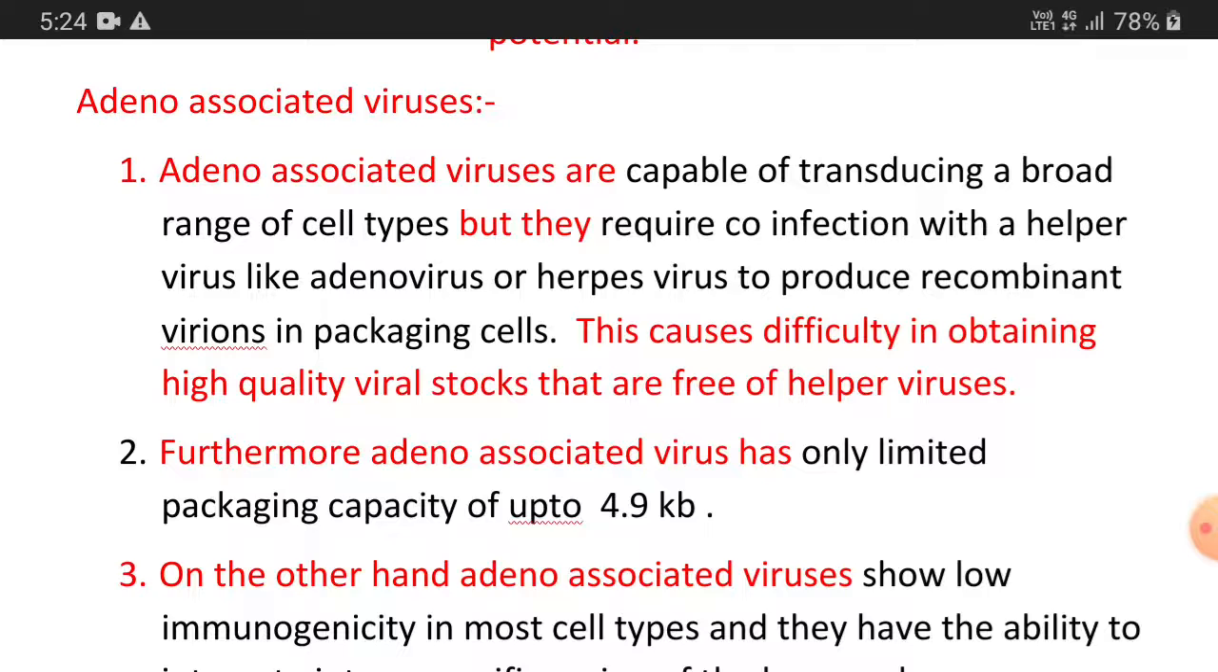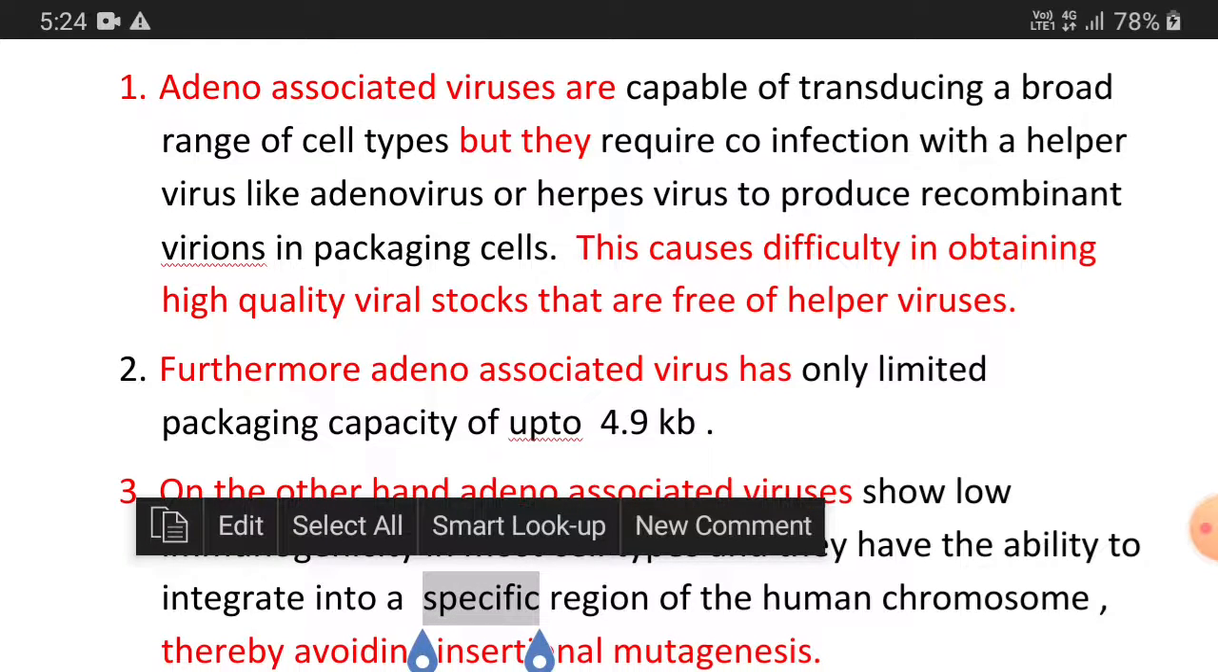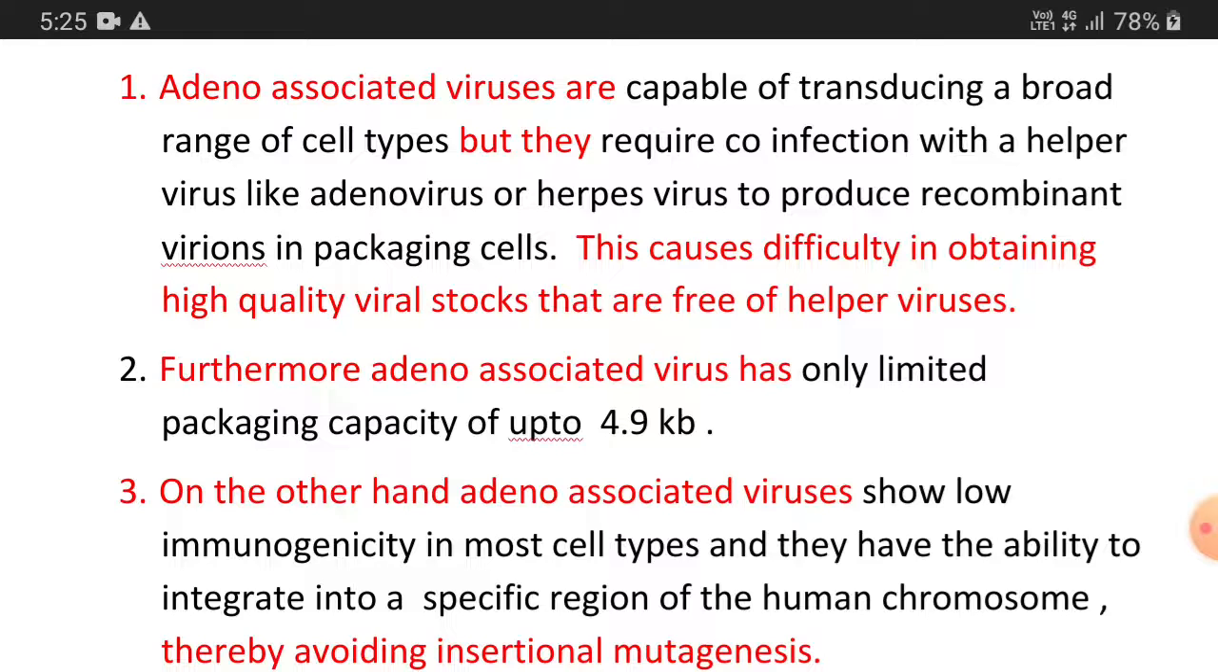Okay, so adeno-associated virus has the ability to transduce a broad range of cell types, no doubt about this, but it requires the help of a helper virus, that can be either adeno or herpes virus, to produce recombinant virion in the packaging cell line. And that is why you cannot get a high quality adeno-associated viral stock which is devoid of helper virus.